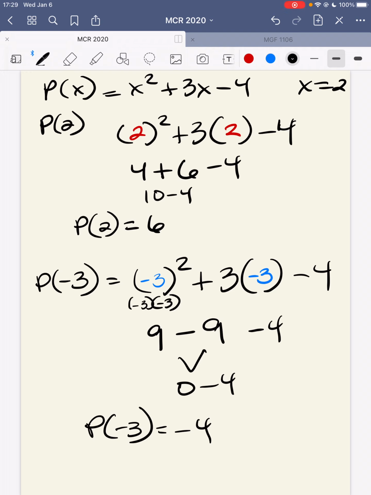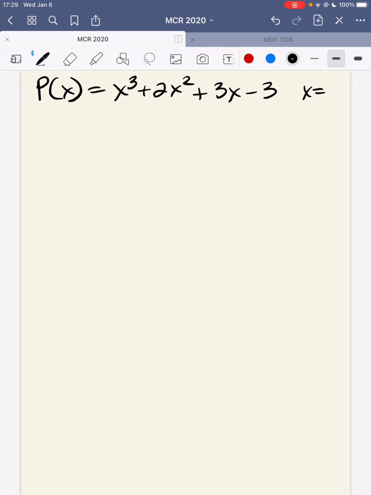I'm just going to go ahead and do one more because it's a little higher power. It might seem a little intimidating. So last one here, I'm going to do a P of x. And this is going to be equal to x cubed plus 2x squared plus 3x minus 3 when x is equal to 2. So that means I'm trying to evaluate P of 2. Which means every place where there's an x, I'm going to replace it with 2.